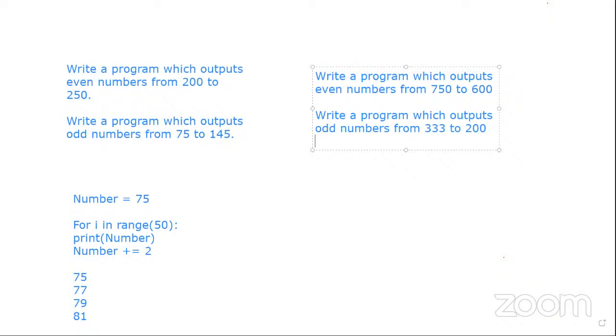I'm confused with this code. Can you explain? For the second task, yes. Basically the only difference from the first task is that in the first task you're counting up, and for the second task you're counting down. So the first task, you're counting from 200 to 250. But for the second task, you're counting down from 750 to 600.